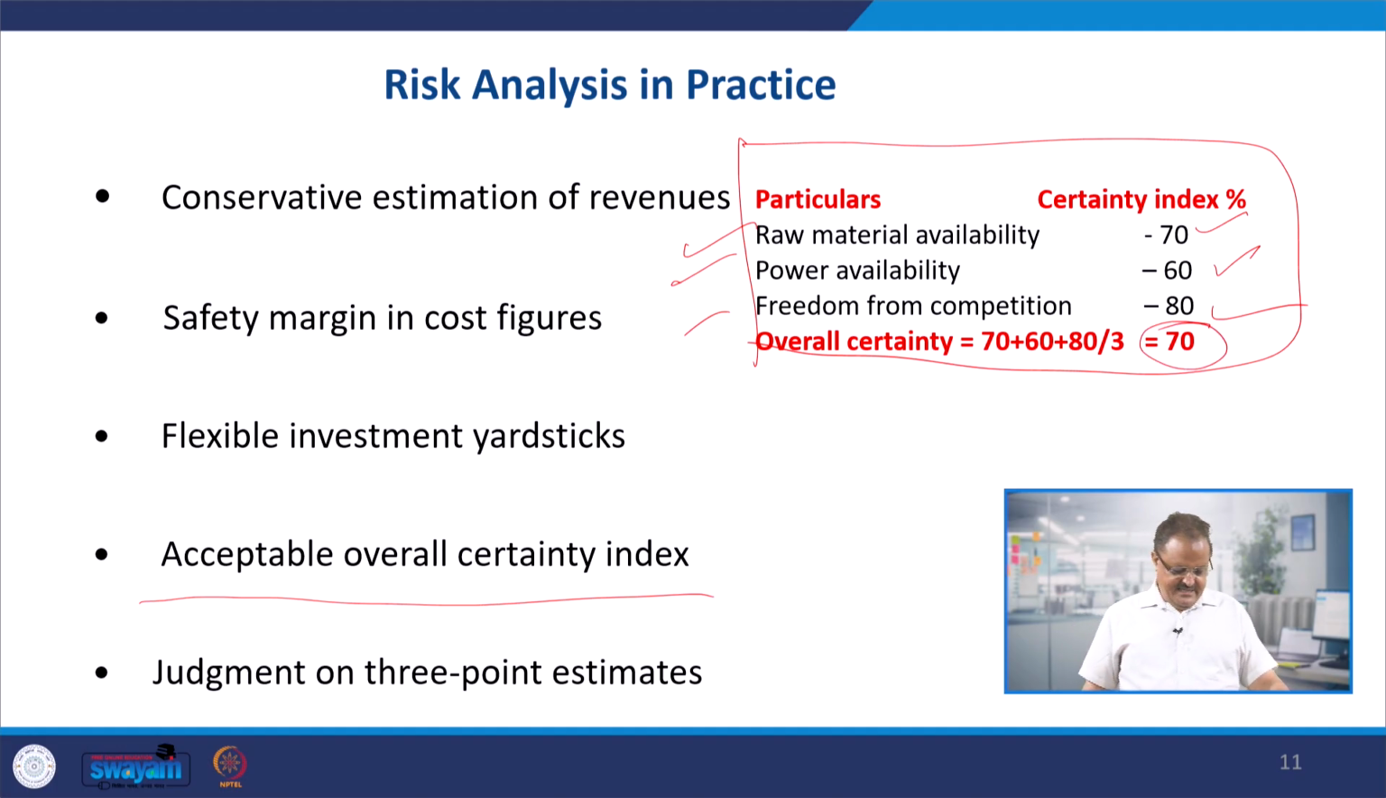And with 70% overall certainty index, when you go to the market, start manufacturing the product or giving shape to the project, it's certainly going to be a very successful venture. And largely, at the end of the day, the investment is going to be a better investment, a good investment, and not a bad investment.